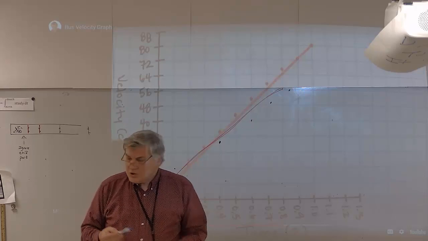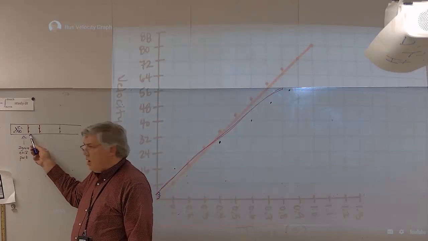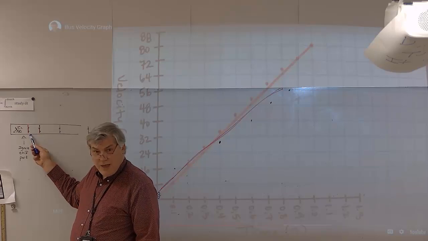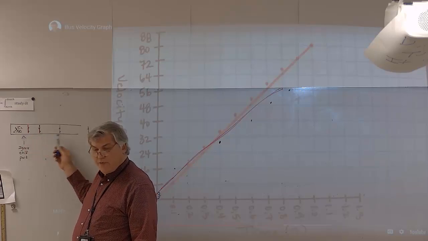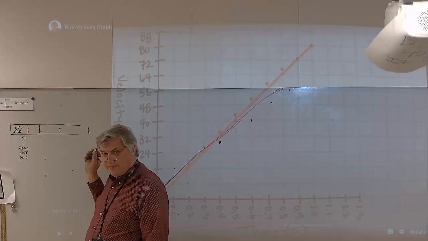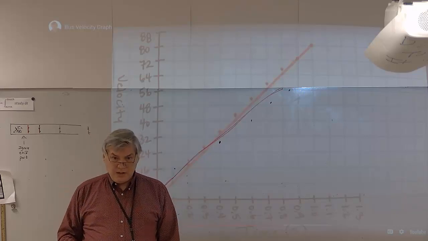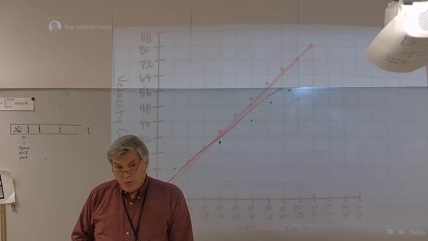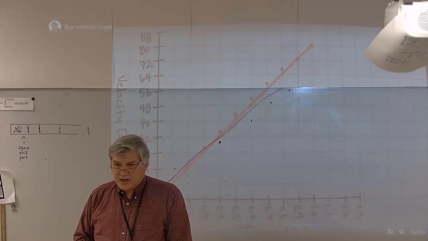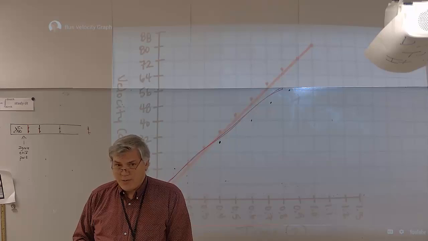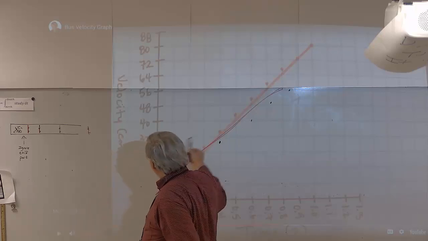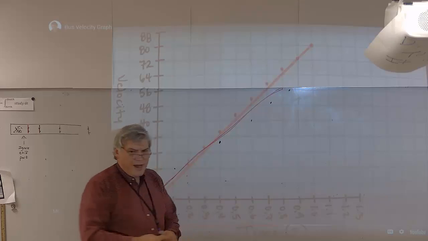So I told you to skip that first bit. You could even skip a couple before you started recording your data. So what that means is that the bus, when we first started measuring its velocity, was already moving, wasn't it? It was already moving. So let's take a look at this line again from that angle.